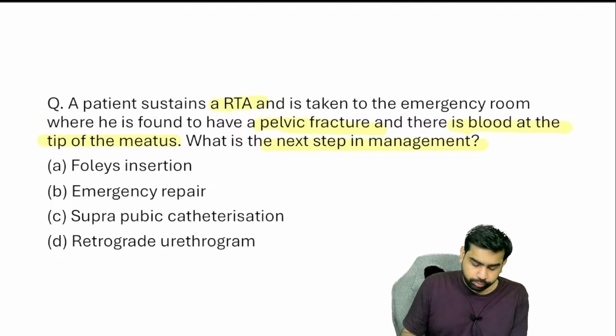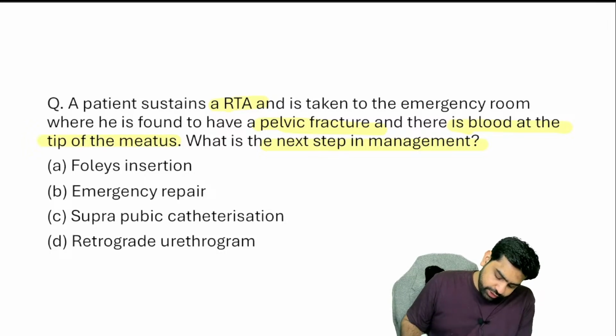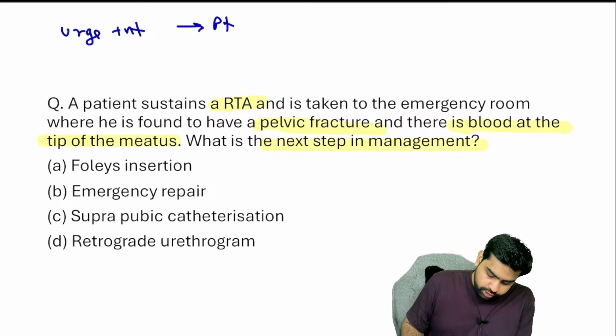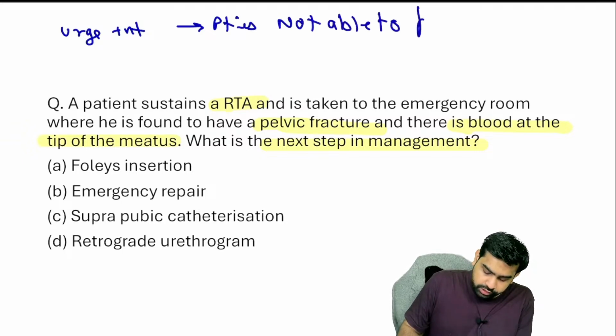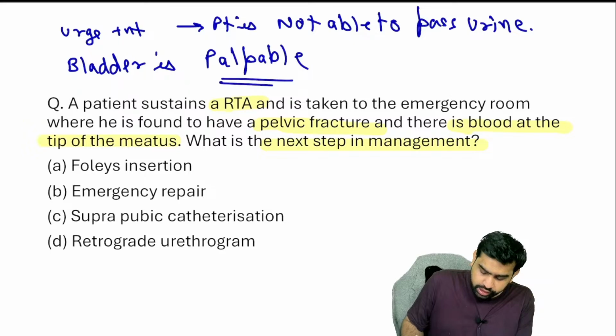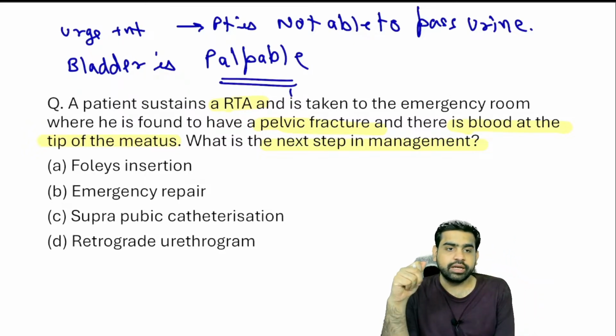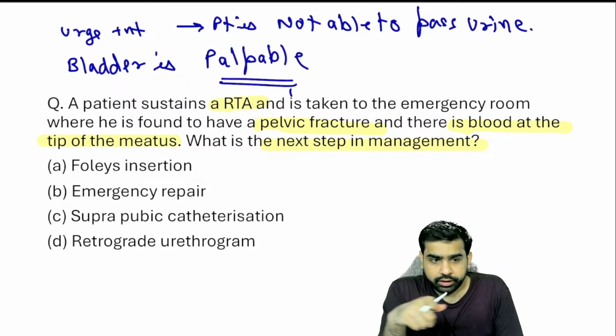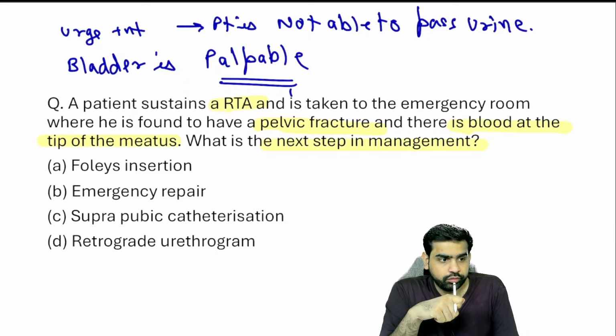Okay, so I would say that this particular question is incomplete. I would add to this that the urge to pass urine is present, but the patient is not able to pass urine, and on abdominal palpation the urinary bladder is palpable. Now tell me, what is the next step in the management of this particular patient?